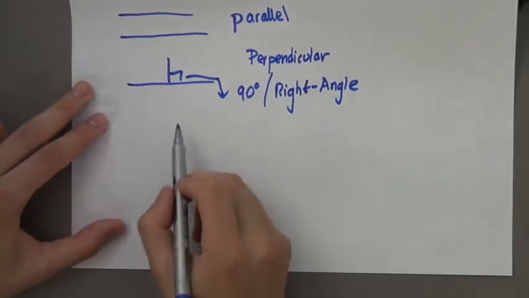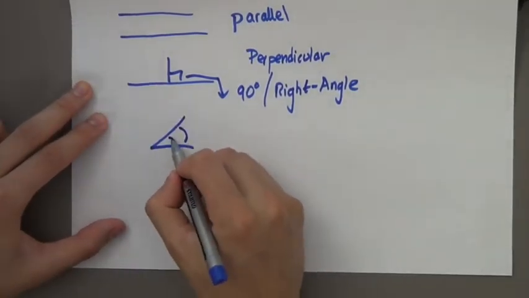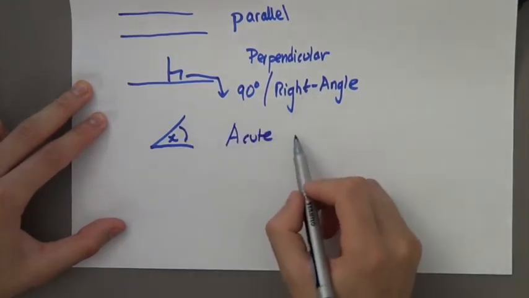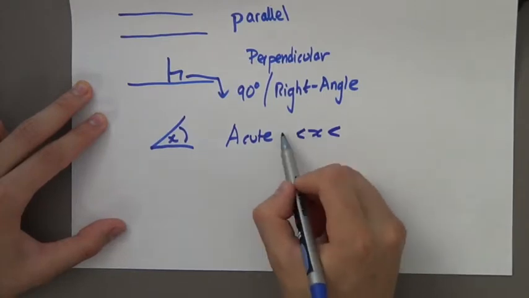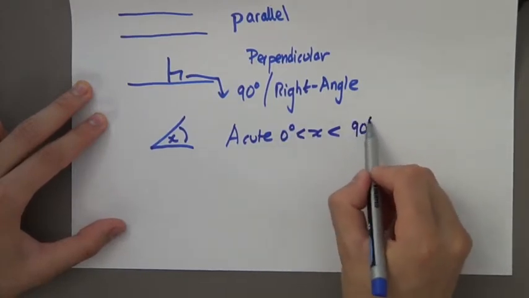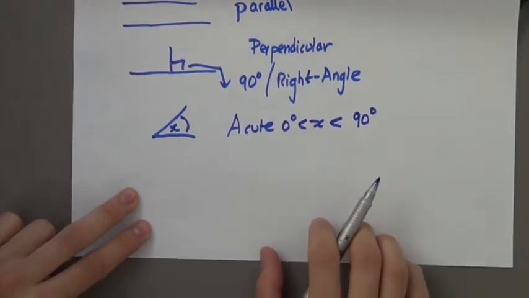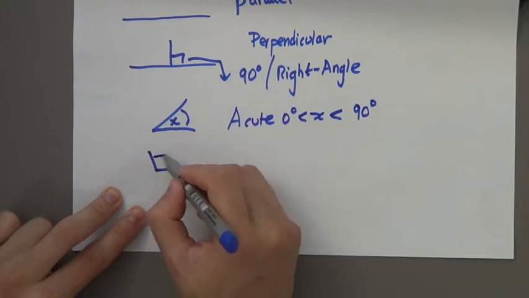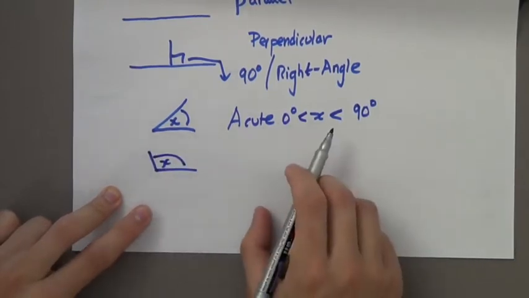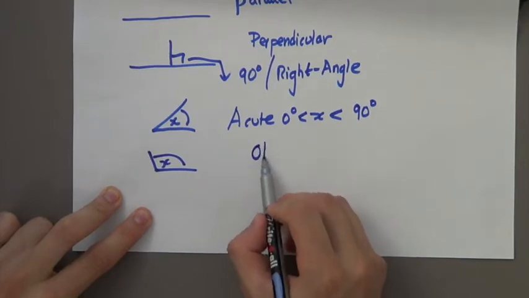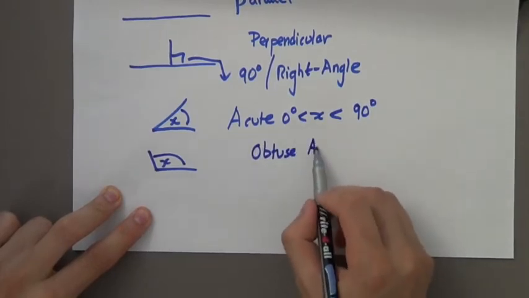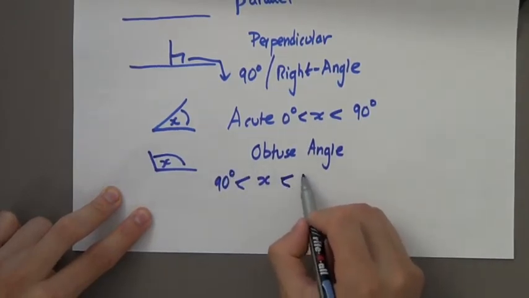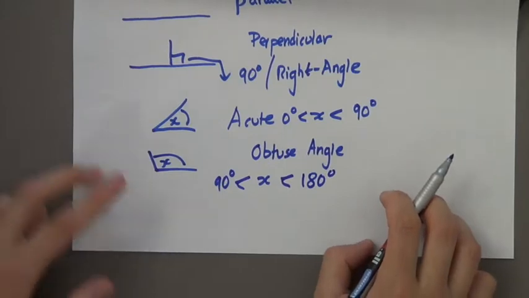Okay? Now several angles to define now. What if I say this angle, what is this angle? This is an acute angle. Okay? And basically it's an angle that's greater than 0 degrees but less than 90 degrees. Okay? Also, if I draw this angle here, this is what we call an obtuse angle. And this angle is basically greater than 90 degrees, but less than 180 degrees.